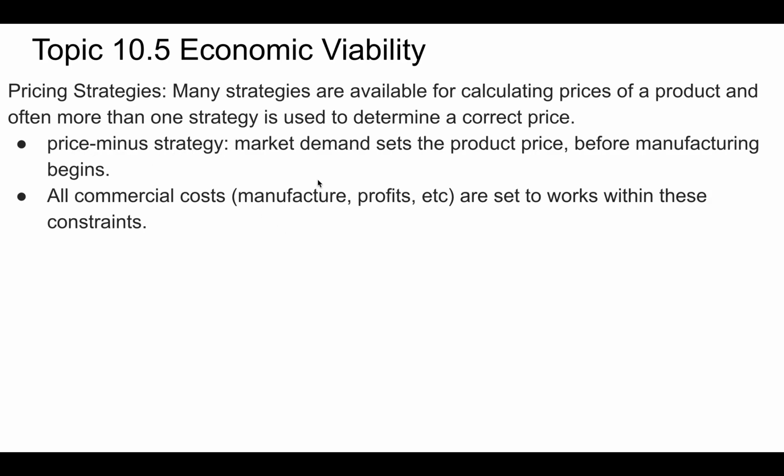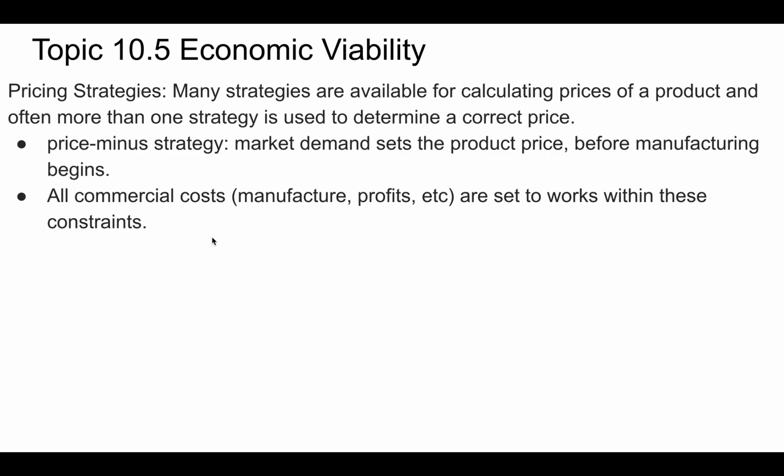Price minus strategy is where we are looking at the market demand, and this sets the product price before manufacturing begins, right? So you're basically looking at, well, what can I charge in the market for my particular product? And that's going to give me an idea of what the price of my product should be. And then I want to make sure that all of my commercial costs, so the manufacturer, product, profit, and everything, are set to work within these constraints.